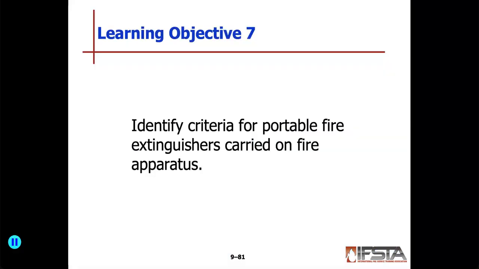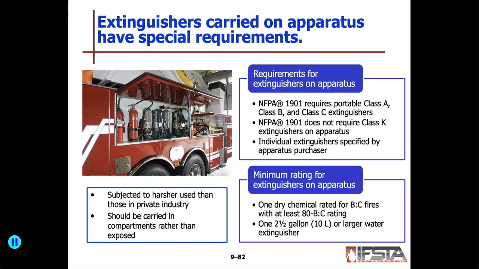Certain criteria apply to portable fire extinguishers carried on fire apparatus. Extinguishers carried on apparatus have special requirements, so they're subjected to harsher use than those in private industry. They should be carried in compartments. You see these here, in a compartment and mounted rather than exposed to the exterior. We used to carry them on the exterior bumper. Now they're actually in their own cabinet for us.